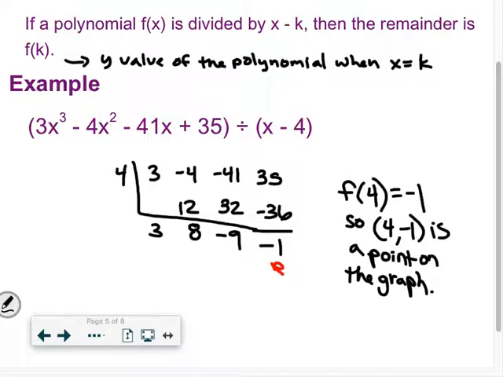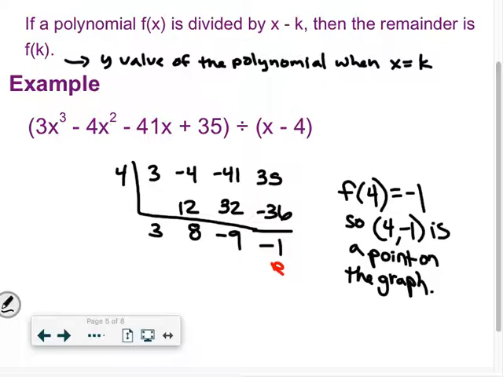That's the same answer you would get if you took x equals 4 and subbed 4 in and did what we call direct substitution. So 3 times 4 cubed minus 4 times 4 squared minus 41 times 4 plus 35, that's going to equal negative 1. But if you weren't using a calculator on that direct substitution, you're going to come up with some larger numbers. It's maybe not going to be as great to work with. And we were able to do it pretty nicely down here. So it's just another way to evaluate the function. That's all the remainder theorem says.